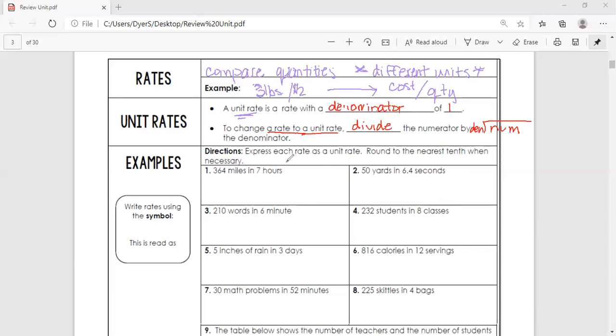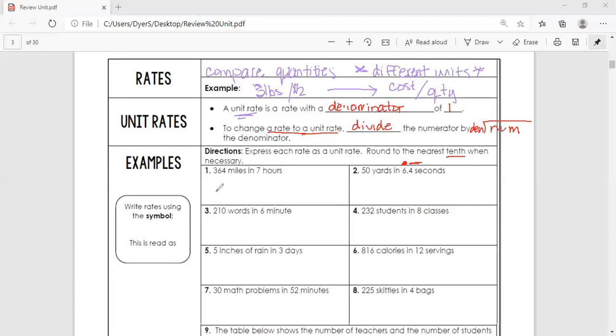Okay, so express each rate as a unit rate, round to the nearest tenth. Tenth, as you recall, is the first place after the decimal, to the right of the decimal. This is the ones place. As soon as we go smaller than 1, the first place is the tenths place. All right.